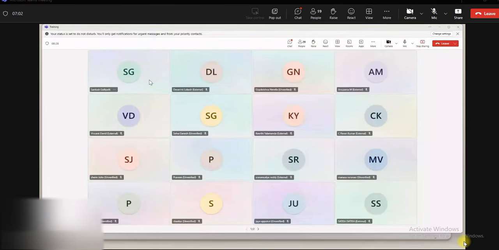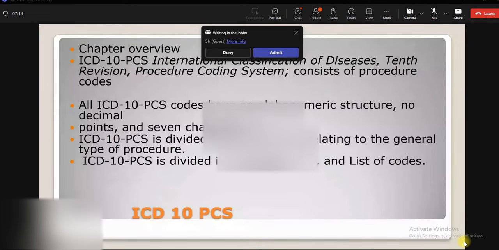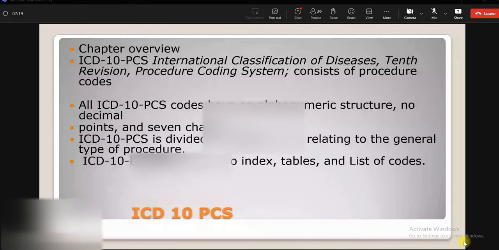So coming to ICD-10 PCS, ICD means International Classification of Diseases, 10 means 10th revision, and PCS means Procedure Coding System.